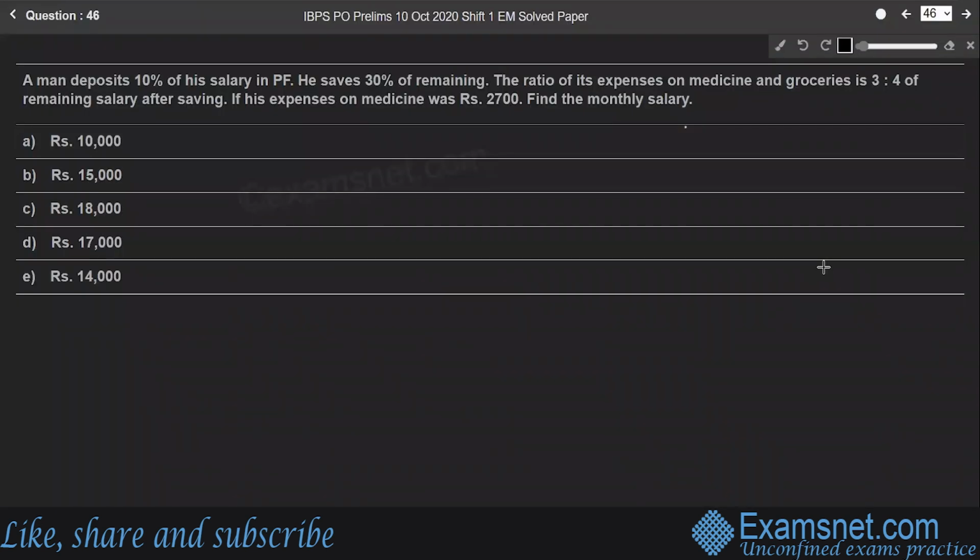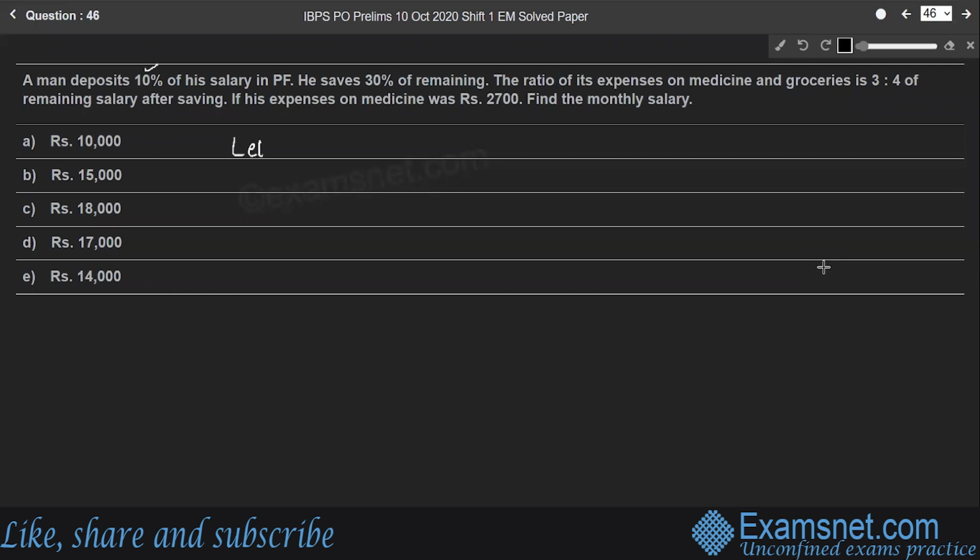Question 46. A man deposits 10% of his salary in PF. He saves 30% of the remaining. The ratio of his expenses on medicine and groceries is 3:4 of the remaining salary after savings. If his expenses on medicine was 2,700 rupees, find the monthly salary. Here, students, let X be his monthly salary. In that, he deposits 10% of his salary in PF, right?